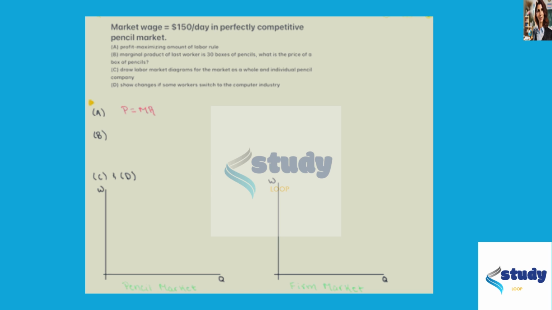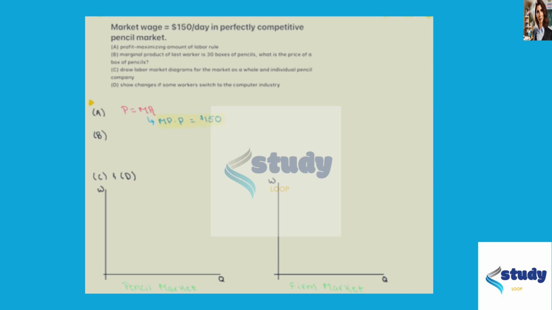So let's jump back to part A here to this profit maximizing rule and recognize the fact that our marginal revenue right here is really equal to our marginal product times our price. And that's going to be equal to our wage, which was 150 as given to us. So we're now going to use this piece of information, that marginal product times price is equal to 150, to calculate the price of a box of pencils.